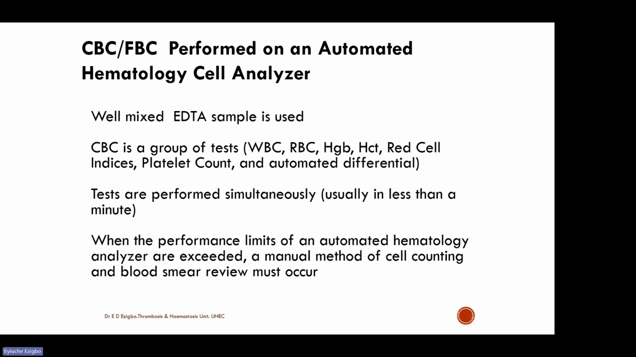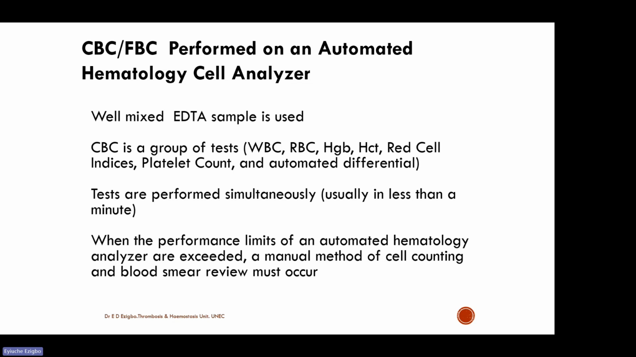When the performance limits of an automated hematology analyzer are exceeded, a manual method of cell counting and blood smear review must occur. This is trying to state a situation where a hematology analyzer, instead of really characterizing the cell type in the blood or in the sample, produces some results. They will call it a flag. It will flag WBC, flag lymphocyte, or flag platelets without actually characterizing the cells very well to know exactly what population is there.